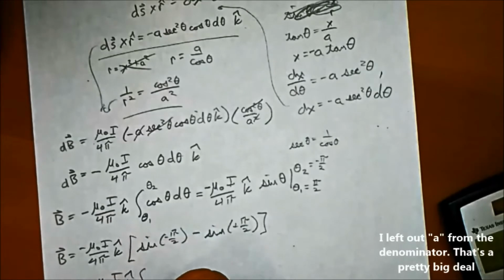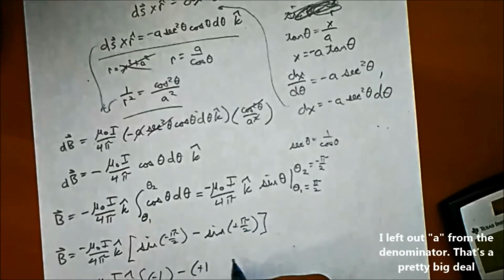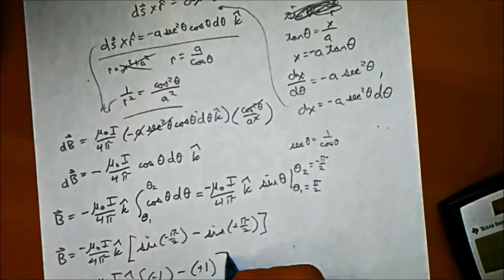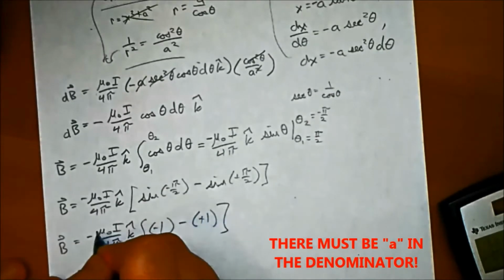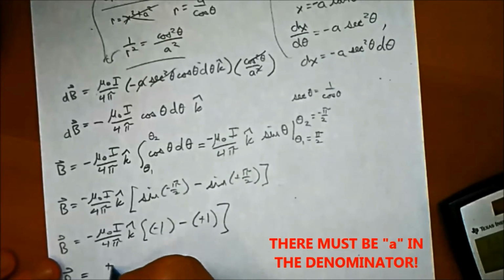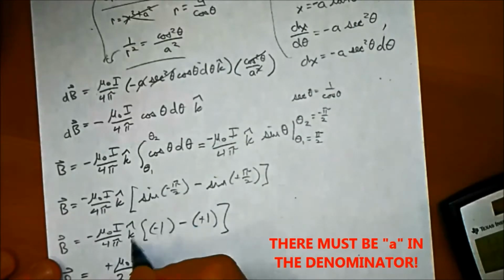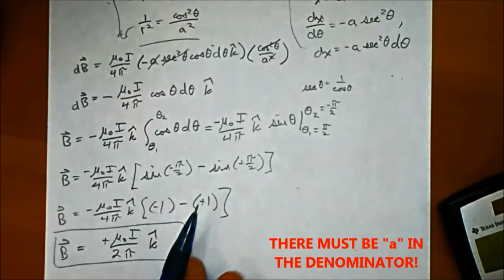So negative pi over 2, what is that? That's negative 1 minus positive 1. So that's -2, right? And if you have a negative here, a negative there, they cancel. So B equals positive mu naught I over 2 pi. Where'd the 4 go? Well, because I've got a 2 from here, so that cuts that down. K hat.